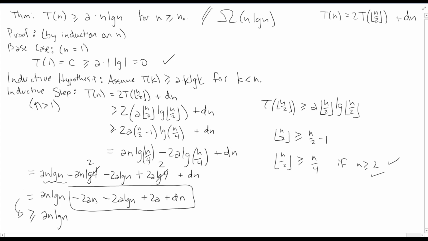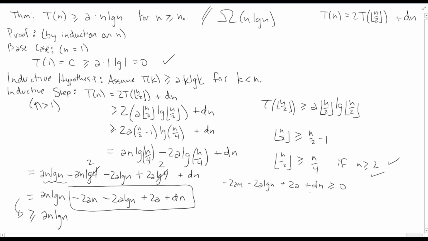Well, we want all this business to be greater than or equal to 0. We want it to be either positive or 0. So we're going to have minus 2a, and I'm just rewriting it here, minus 2a log n plus 2a plus dn. And we want this to be greater than or equal to 0.